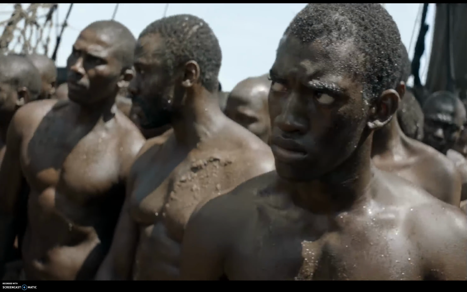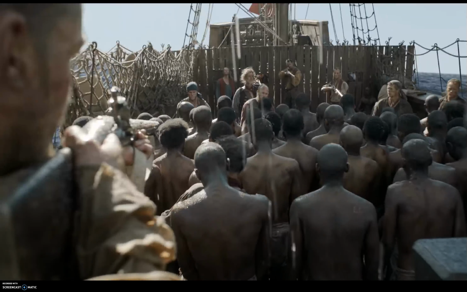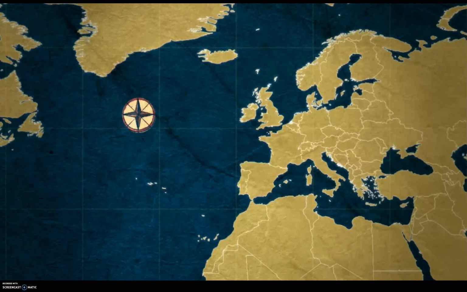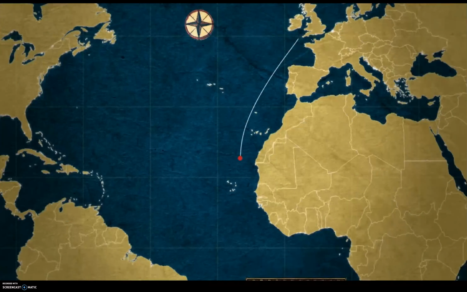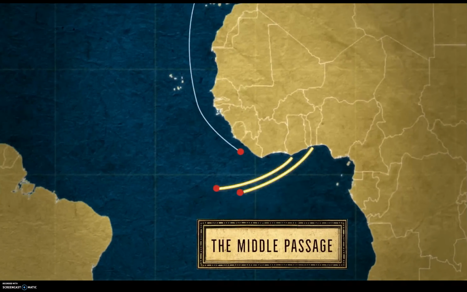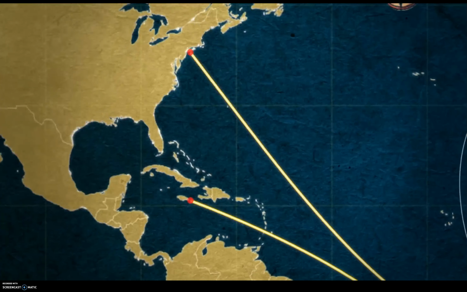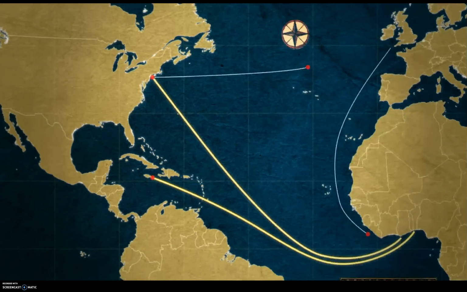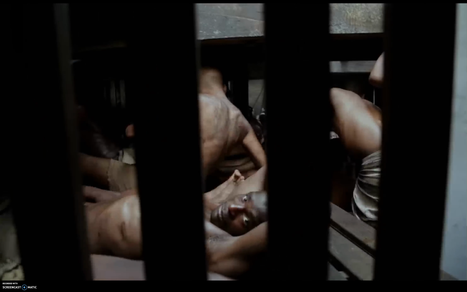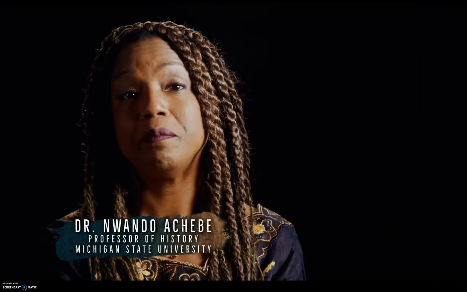The Middle Passage was the middle leg of a voyage that starts in Europe. The first passage is from Europe to Africa. The Middle Passage is the journey from Africa to America. And then the third passage is the journey back from America to Europe. The Middle Passage could take anywhere from 2 to 3 months.